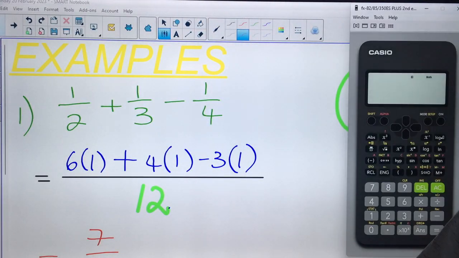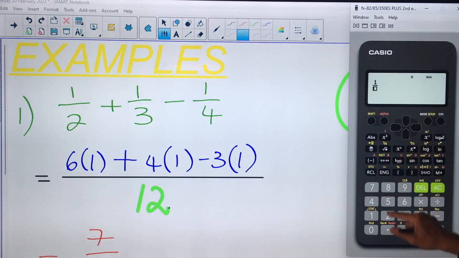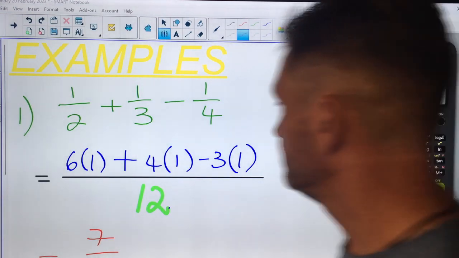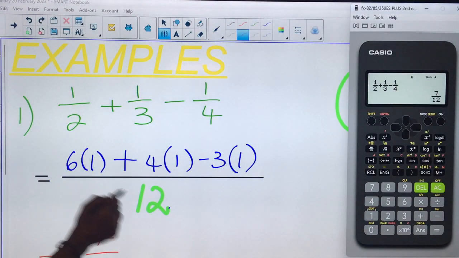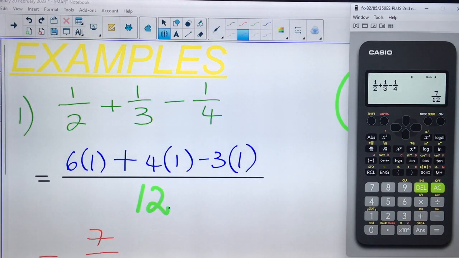So if I go with a fraction here, and I fill in 1 over 2 plus 1 over 3 minus 1 over 4. You see, it's the same answer, and it should be the same answer because we've done everything correct. So what did the calculator do? The calculator changes it into the same denominator and then adds it exactly like we've done it here.